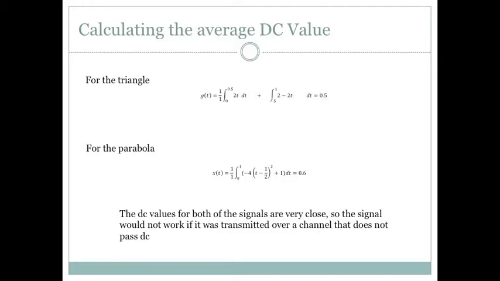To see whether the signal would work if it were transmitted over a channel that does not pass DC, I had to calculate the average DC value for each of the signals. For the triangle signal, it came out to be 0.5, and for the parabola, it came out to be 0.6. As one can see, there is no big difference between the DC average values of the triangle and the parabola function. So one can conclude that the signal would not work if it was transmitted over a channel that does not pass DC, since they are very similar to each other even in the DC value.